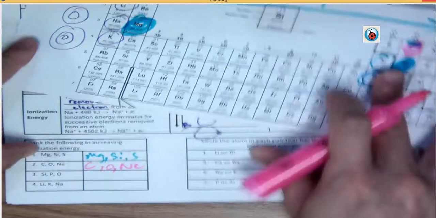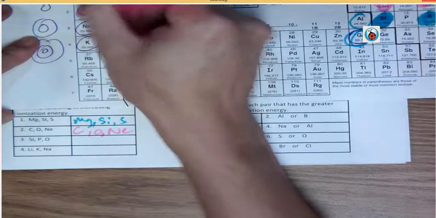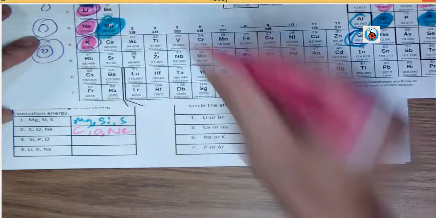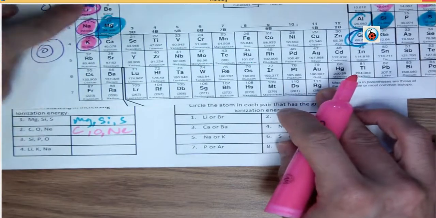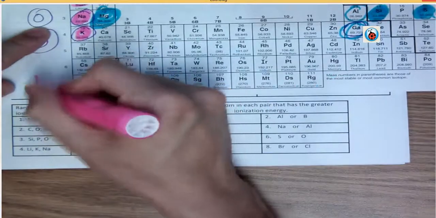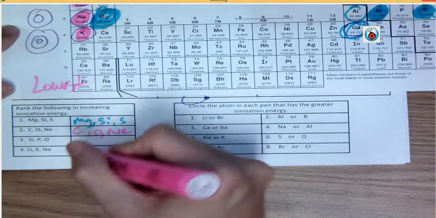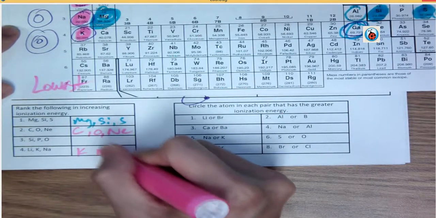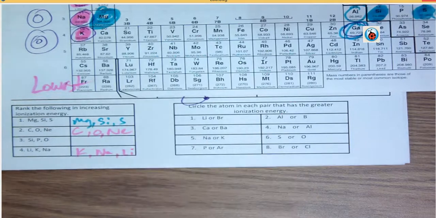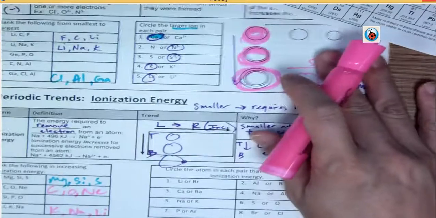Let's try this. Li, K, Na. Okay, 3 of those. So as we go down, it's lower ionization. So the lowest stays down here. This is the lowest at the bottom. So the lowest is K, Na, and then Li. Okay? Complete number 3. Any one that I miss, I skip. That's for you to practice. Okay? That's for you to practice.